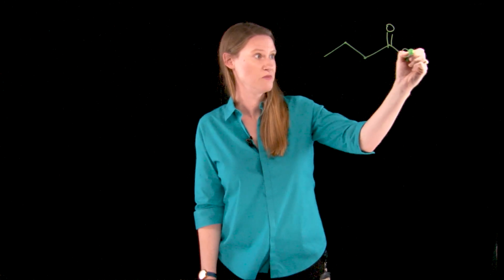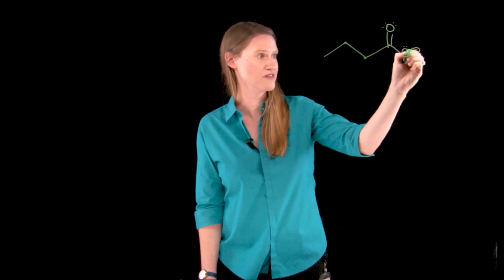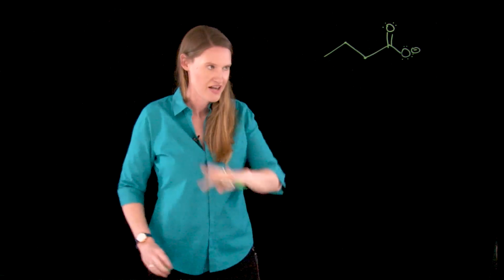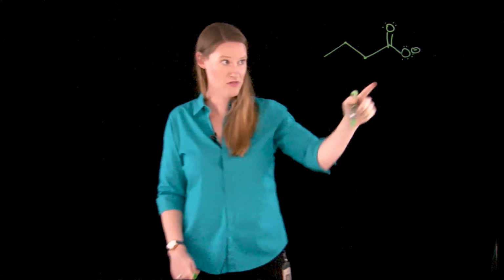Okay, so if I change our example to make it butanoic acid, or sorry, this is just butanoate. Okay, I've taken off the proton. This is negatively charged. Again, we could look at this and say, okay, well, this oxygen is negatively charged, this oxygen is neutral, and everything else is neutral.